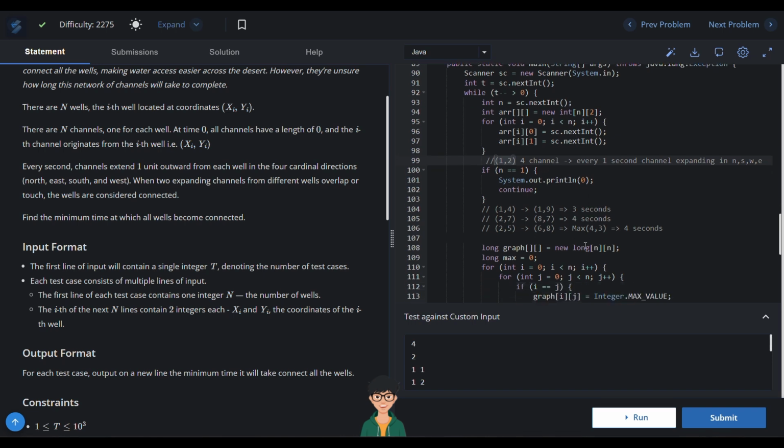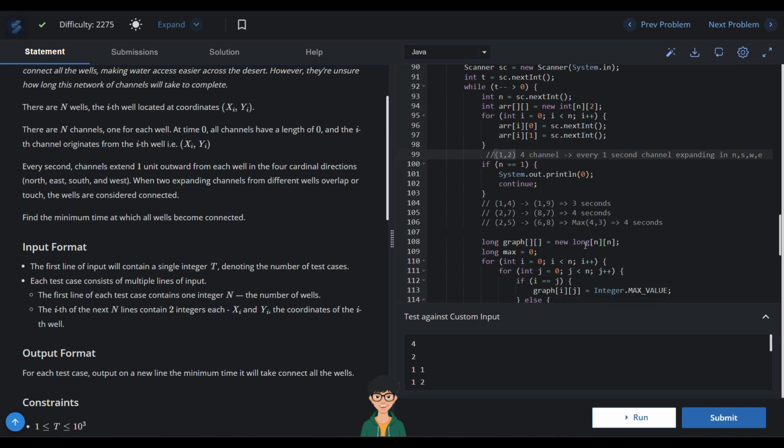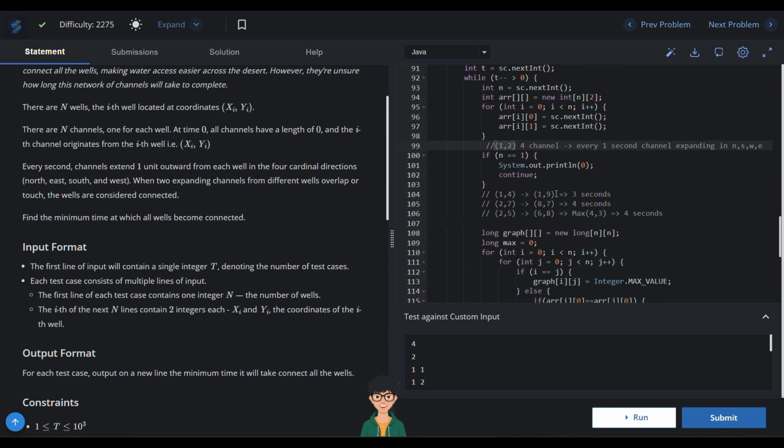So we will connect every well with every other n minus one well. Let's see what the edge weight will be. Let's take 1 comma 4 and 1 comma 9. The x-axis is the same. This one is expanding in the east direction and this one is expanding in the west direction.